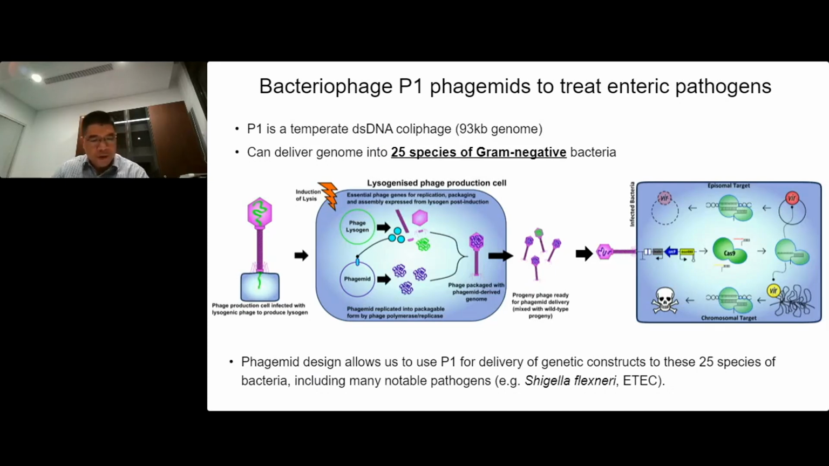To achieve this, we used the bacteriophage P1 as the delivery vehicle, which is a broad-spectrum lysogenic coliphage that can infect 25 species of gram-negative bacteria. On the left, the synthetic P1 phagemids are constructed to carry the CRISPR nucleases and guide RNAs and produced in the production cells that already contain the lysogenized phages. On the right, the resulting phagemid particles can then infect the gut bacteria to deliver nuclease to cleave either the chromosomal DNA or the virulence vectors within the target pathogen, such as Shigella flexneri, enterotoxigenic E. coli, etc.